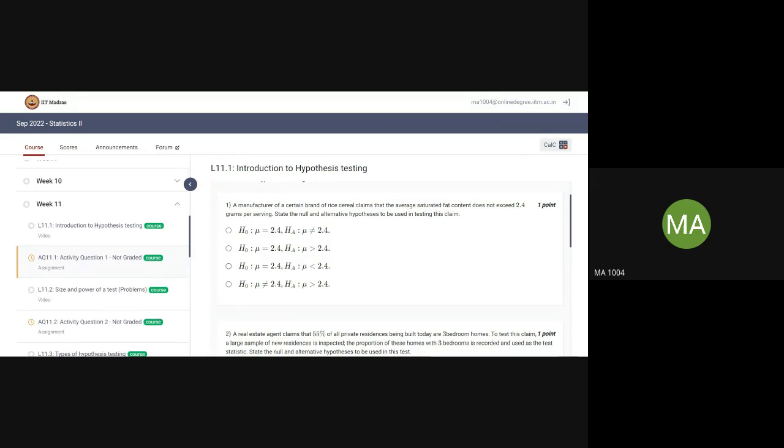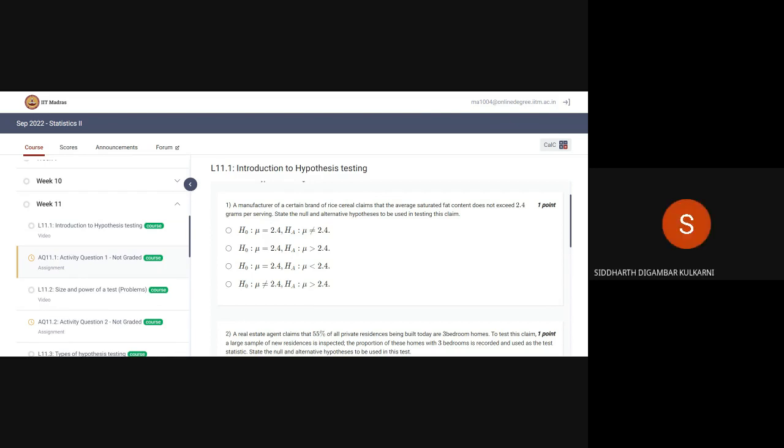So here you see that it says the average saturated fat content. The average saturated fat content is mu, and you can say this mu naught is 2.4. Okay, mu naught is 2.4, and you want to check that your average saturated fat content does not exceed 2.4 grams. So this is your claim. Whatever is your claim, you just put it in the alternative hypothesis.